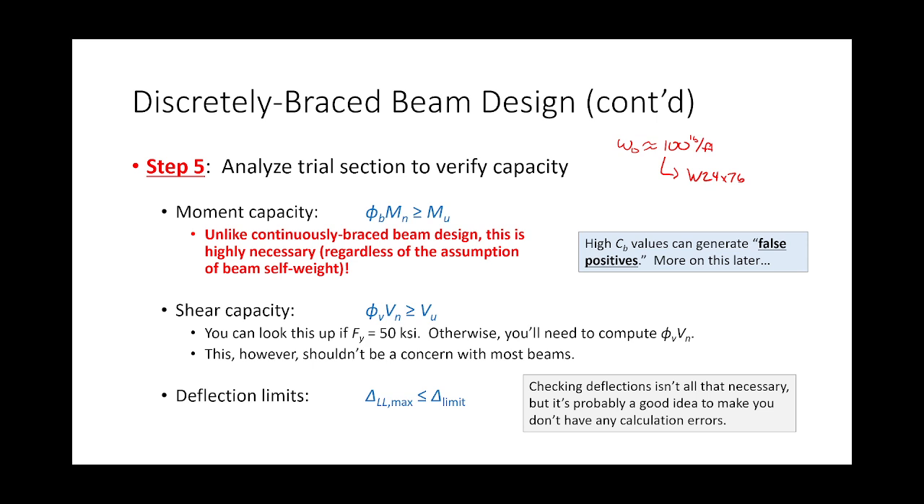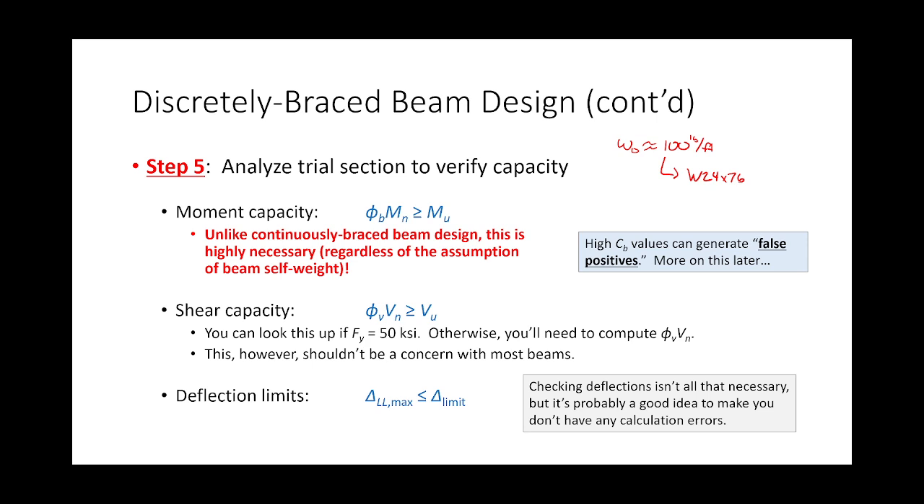The reason why is this. If you have a problem that has a high CB value, you can generate what's called a false positive. You can get a section that even though it looks like it works, it doesn't. It will be easier to explain that with an example. But ultimately, the CB value serves to falsely magnify the capacity. We'll see that later on.